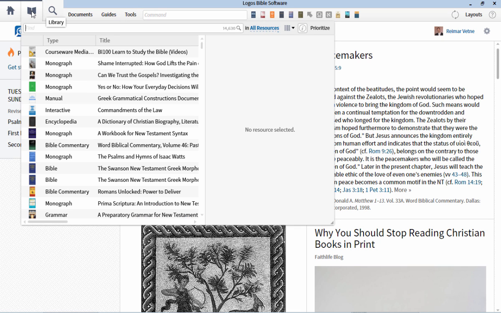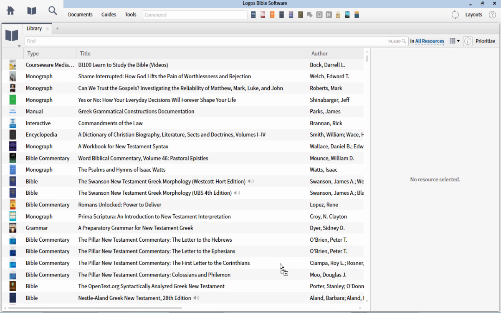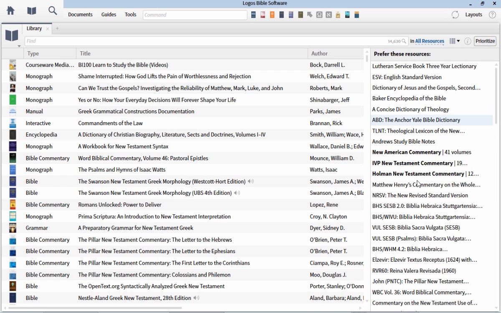So you go to the library, and in order to open the library in one big window, you just click and drag it so it fills the screen, and you let go of the mouse button, and here you have your library open, filling the whole screen. At the right hand side you have a button called prioritize. Right now, if you haven't prioritized any books before, it will be empty.